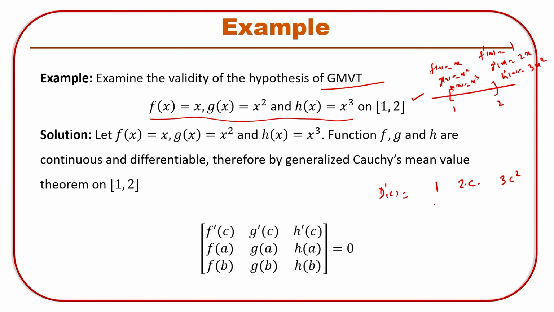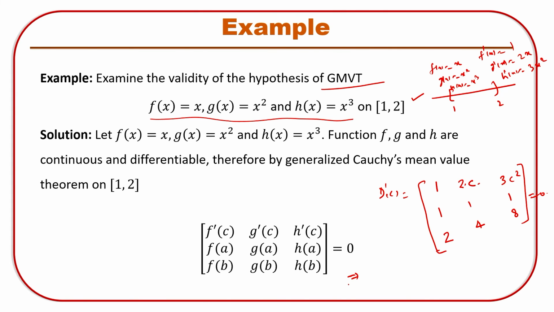F(a), what will be the value? F(a) equal to x, so that is 1, right? And F(b) is equal to 2 here, and G(a) equal to 1, a square is equal to 1, G(b) equal to 2 square equal to 4, H(a) is equal to 1, a cube is equal to 1, and H(b) equal to 2 cube, that is equal to 8. So, this is given, and this is equal to 0.